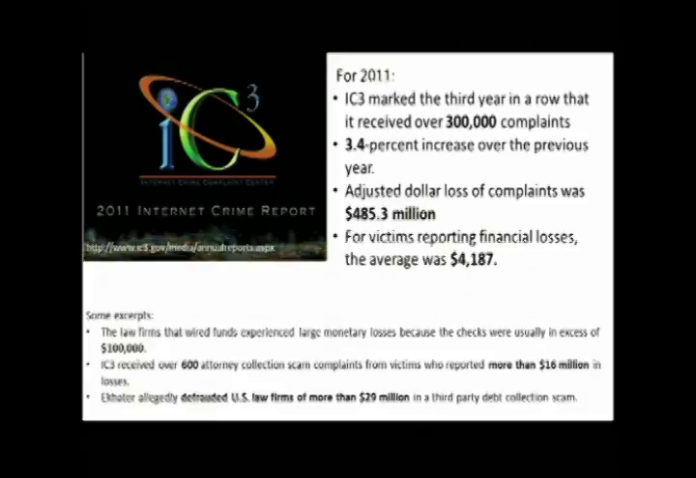So some data. 300,000 complaints to the IC3, which is a government organization. It's going up every year. $485 million, the average loss was $4,000. How many of you are all good with losing $4,000 this year to fraud? How many people does that bankrupt? How many people does that mean they don't make next month's rent? It's a really, really big deal.